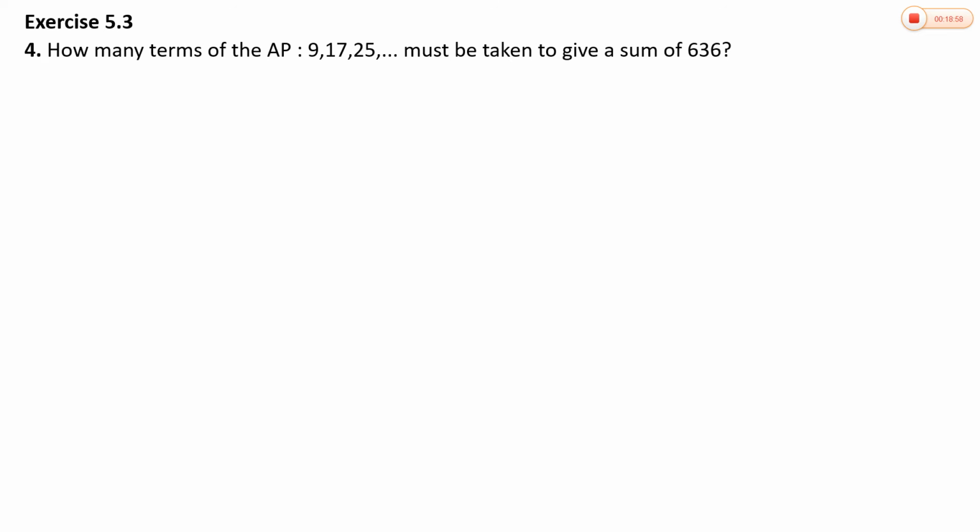We will discuss some of the problems from exercise 5.3. How many terms of the AP, the given AP is 9, 17, 25, etc., must be taken to give a sum of 636? To get a sum of 636, how many terms have to be added? That we are going to find out here.